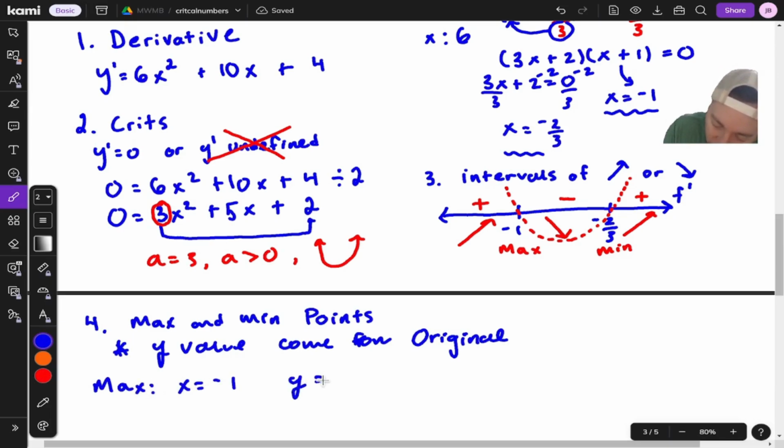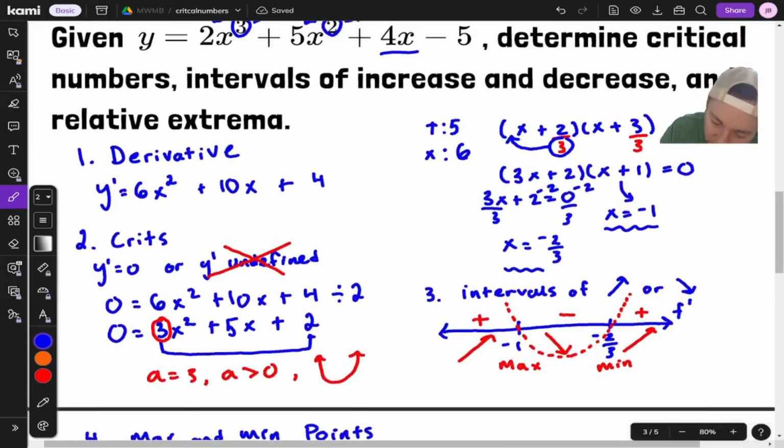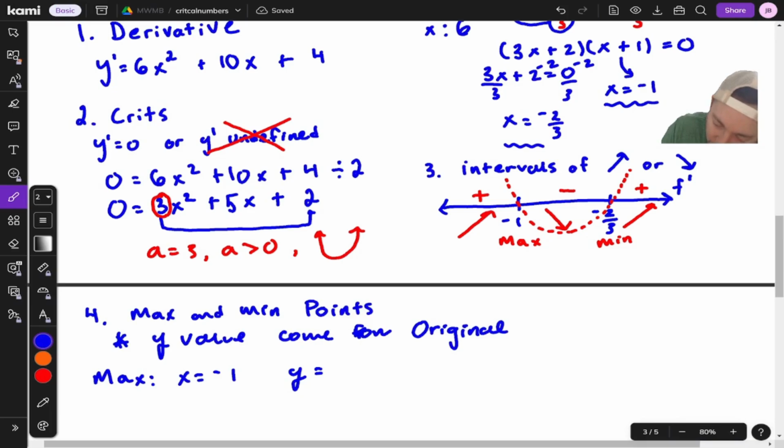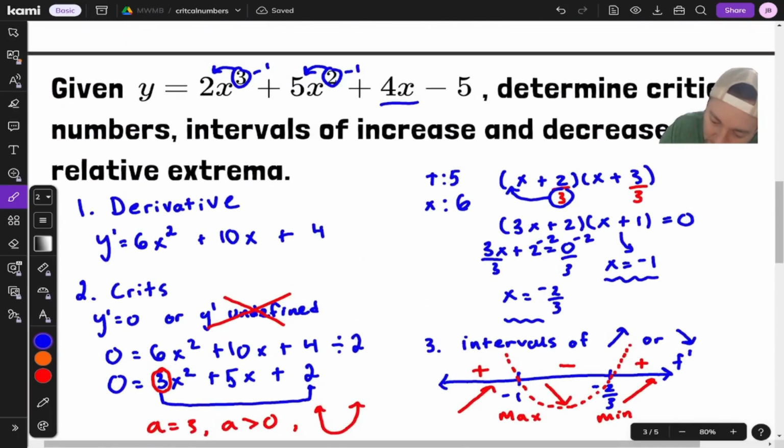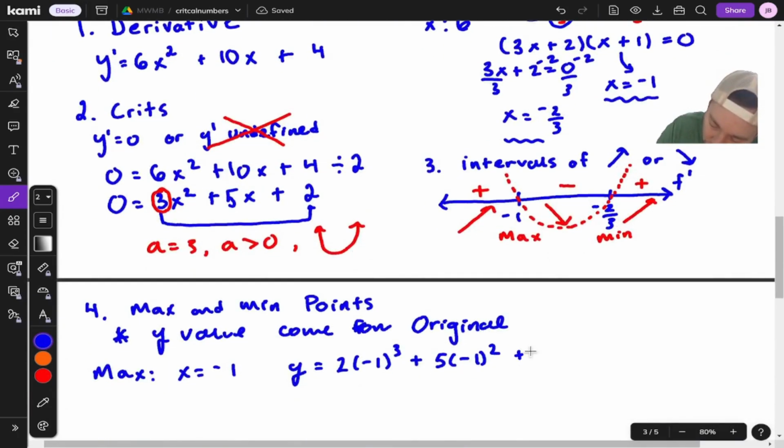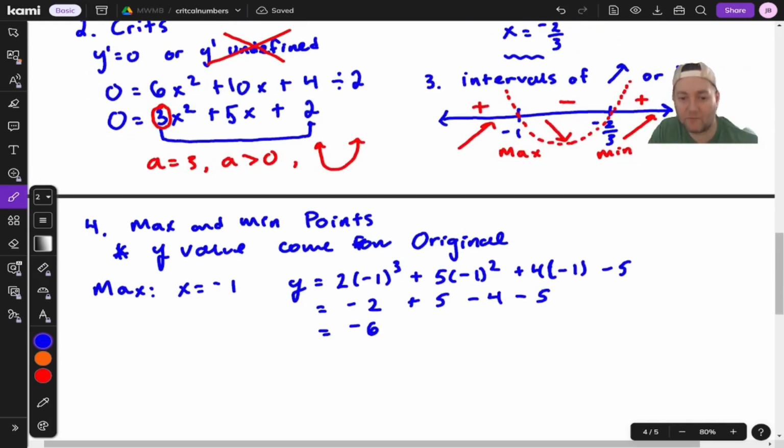So our max is x equals -1. We're going to go back to the original. So we get -2x cubed plus 5x squared plus 4x minus 5. So not negative, positive. -2(-1) cubed plus 5(-1) squared plus 4 times -1 minus 5. So I'll run the mental math on this. So that's -2 plus 5 minus 4 minus 5, so that ends up equaling -6. So if we were going to plot this graph, we would have a max at (-1, -6), and that's where the y value comes from.